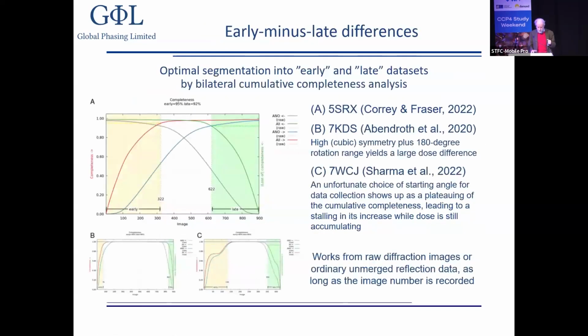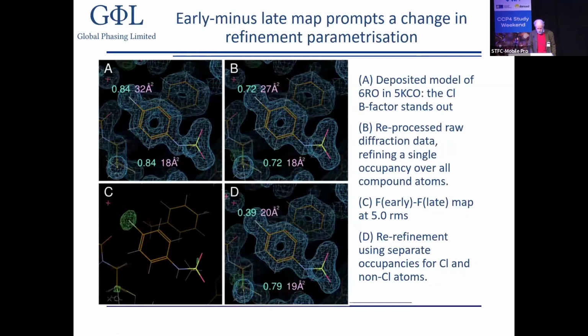But now let's take a look at these data sets collected in these ideal conditions with a tool that Clemens described last year, early minus late differences. So it's a way of segmenting a data set. It's done in autoPROC into an early and a late part. Just try and get a complete data set from the beginning and one from the end. So depending on the multiplicity, of course, you can get more or less separation between the early and the late data sets. That enables you to spot radiation damage.